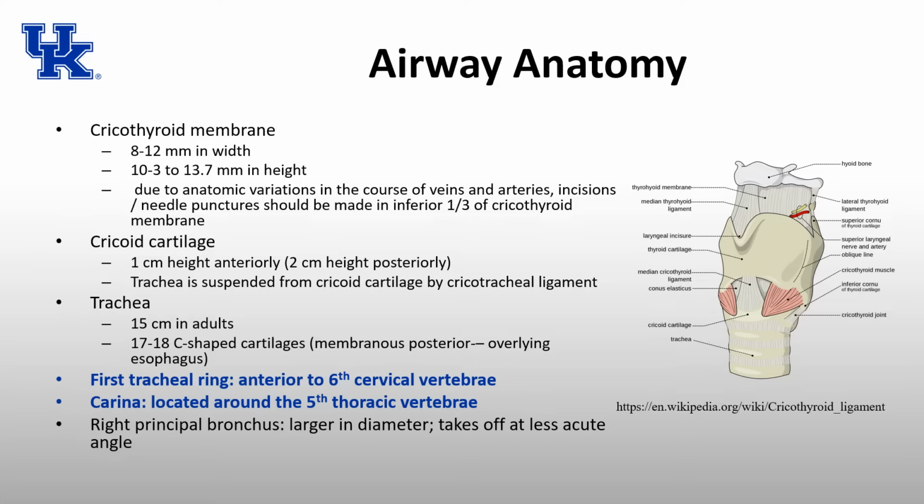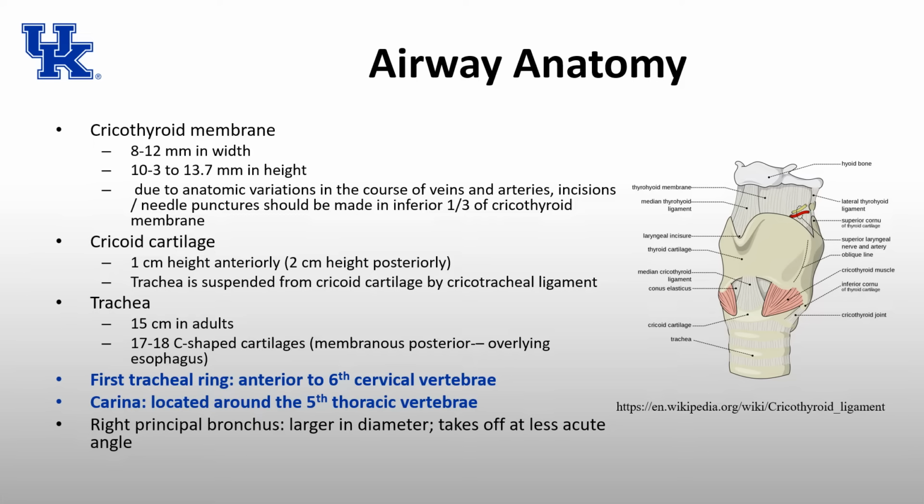The cricoid cartilage is just inferior to the cricothyroid membrane. It's about 1 centimeter in height anteriorly, and it's a little bit wider in the back. It's actually 2 centimeters in height posteriorly. So it's wider in the back than it is in the front, and it's a circumferential cartilage. And the trachea is suspended from this cricoid cartilage through various ligaments.